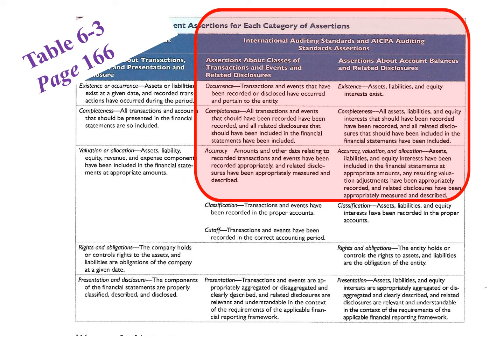Tad's favorite page in the whole book. These are the 6 management assertions we're going to talk about. And notice it's transactions and disclosures, balances and disclosures. Tad's going to be careless and he's going to talk about the column for transactions and the column for balances. But the truth is it's transactions and disclosures and balances and disclosures.